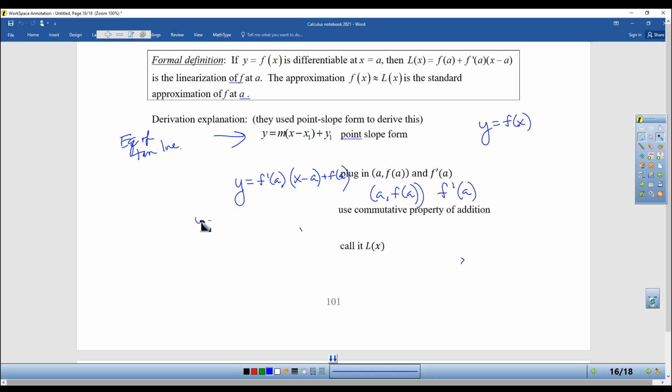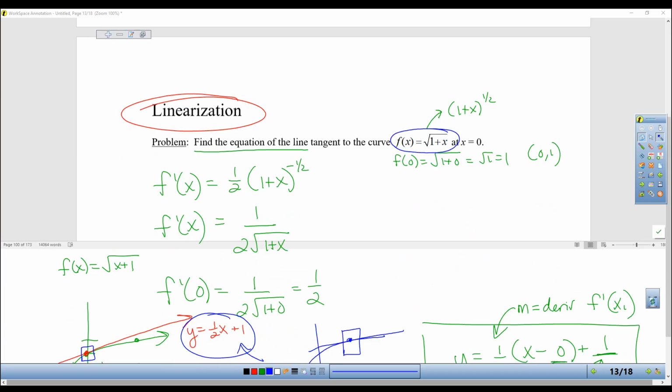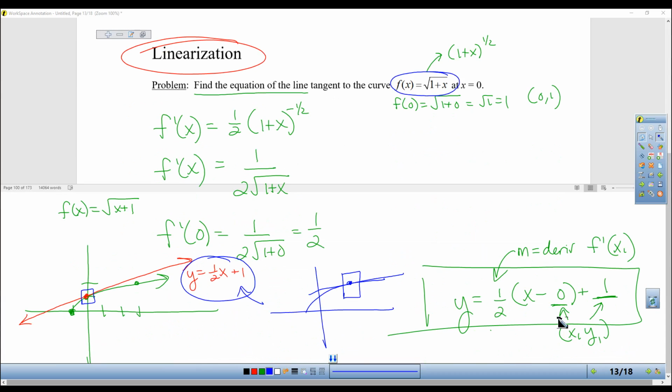Then they used the commutative property to switch it around. So they're going to put this first, f of a plus f prime of a times x minus a, and then they gave it a new name, linearization. They switched the y, which is how we did it, right? We just called it y is equal to, instead they're saying this is the linearization.